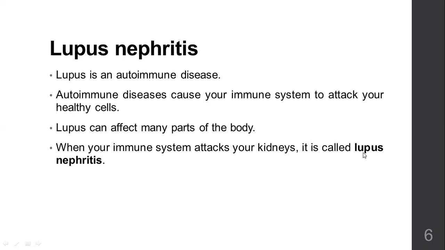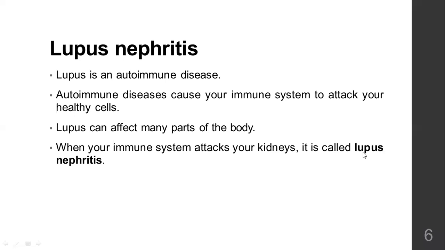Okay, lupus nephritis or lupus as an autoimmune disease can affect your thyroid. It can affect your intestine. It can affect the lymph nodes, your lymphatic system, your kidneys, your liver, spleen. Different organs can get affected in lupus. But specifically, when your kidneys are getting affected, when your own immunity is attacking your own kidneys, it's called lupus nephritis.